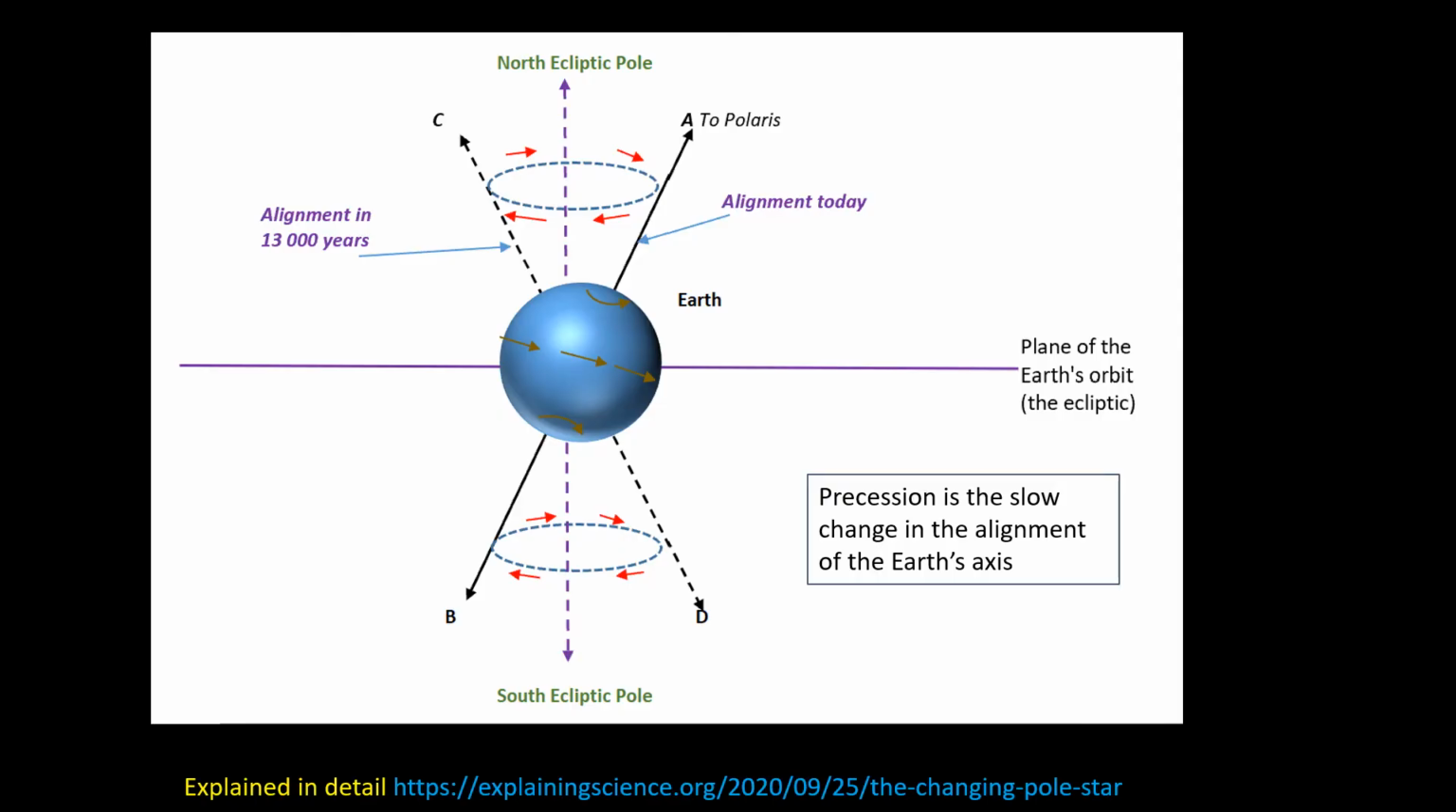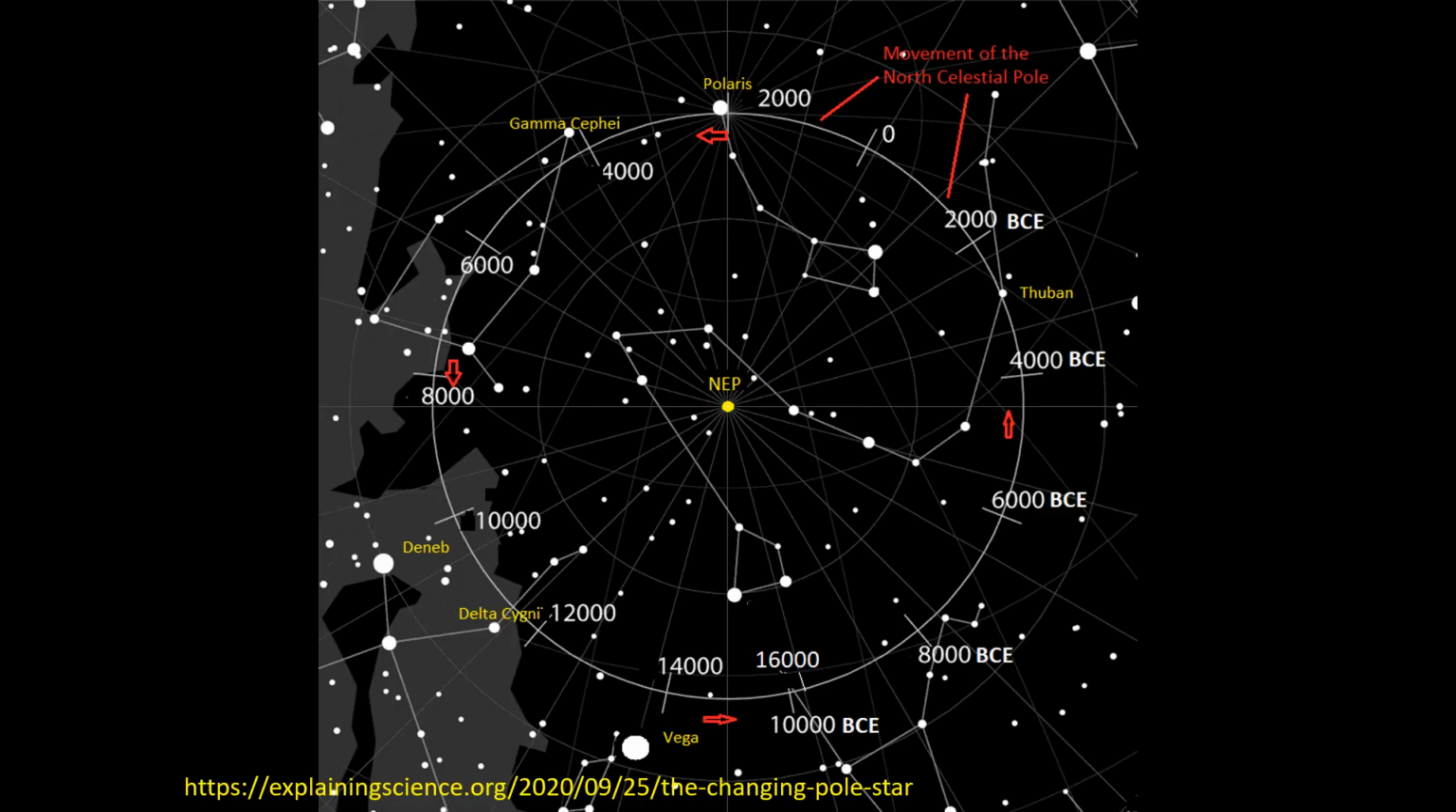Over a period of time, the alignment of the Earth's axis gradually changes with respect to the distant background stars. The bright star Polaris is the current North Pole star, but the movement of the North Celestial Pole over time means that by the year 14,000, the North Celestial Pole will lie quite close to the bright star Vega, and Polaris will be nearly 45 degrees away from the North Celestial Pole.